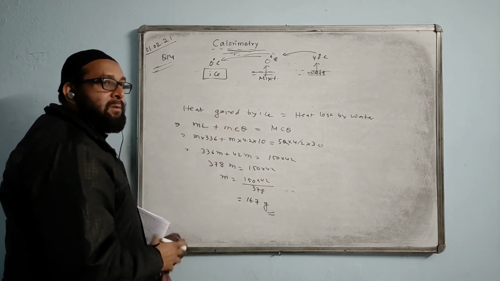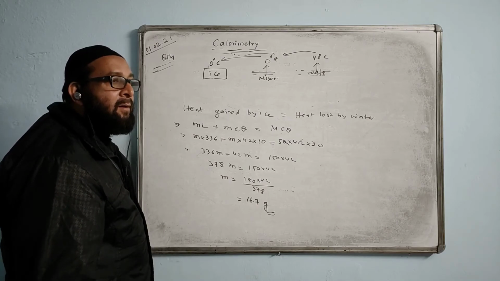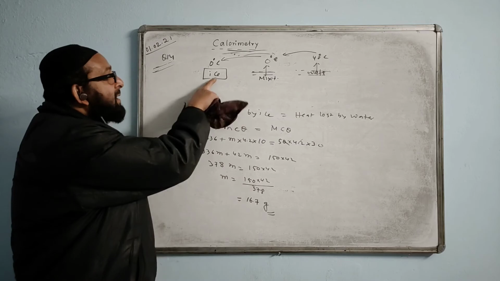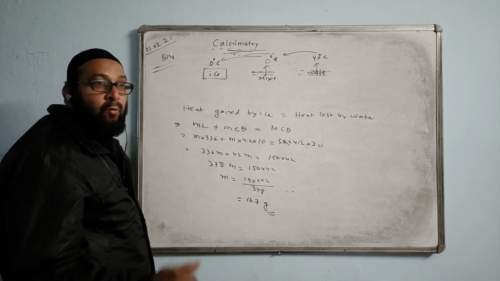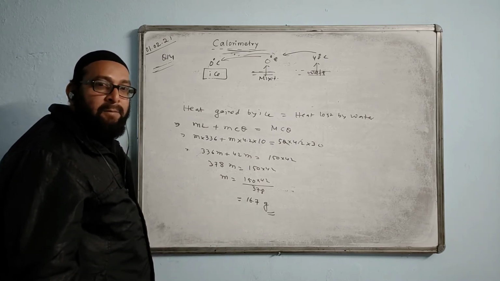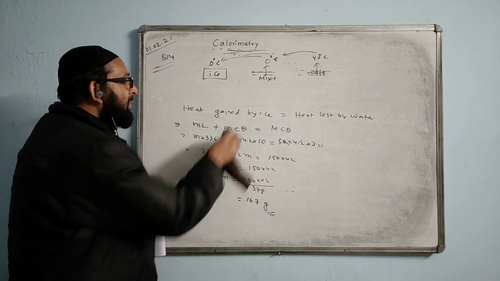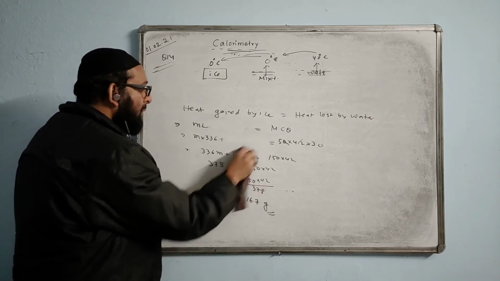One step or two steps? One step, because ice is at 0, it will give water at 0. Finished. You don't have to raise the temperature, you don't want water at a temperature other than 0. So the mc theta term will not be there, only ml. Can you do it now?